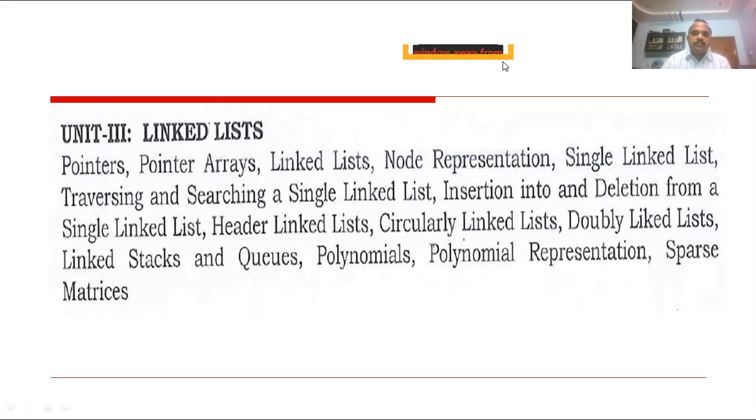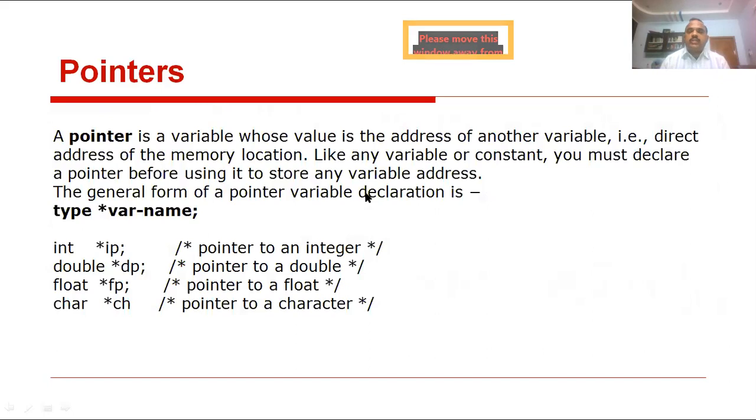Then today, pointers. What is a pointer? A pointer is a variable which holds the address of another variable. That is called a pointer. Simply, a pointer is a variable whose value is the address of another variable. This is the definition. That is the direct address of the memory location.